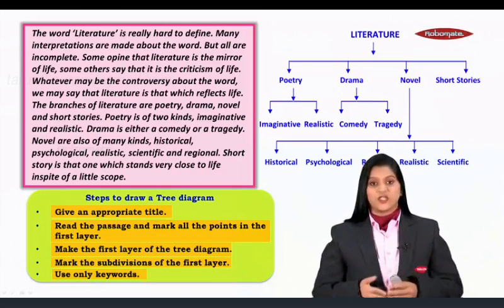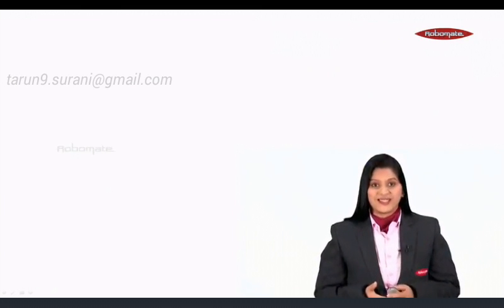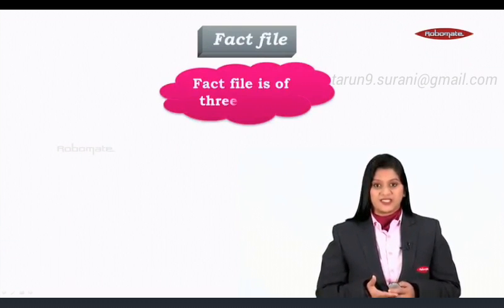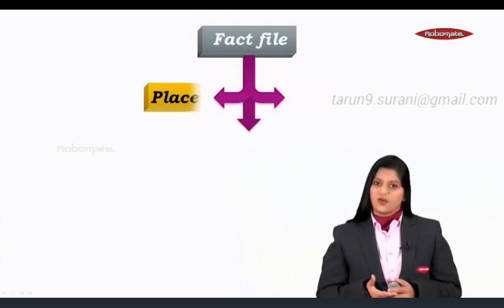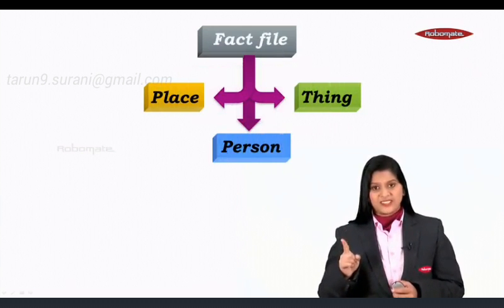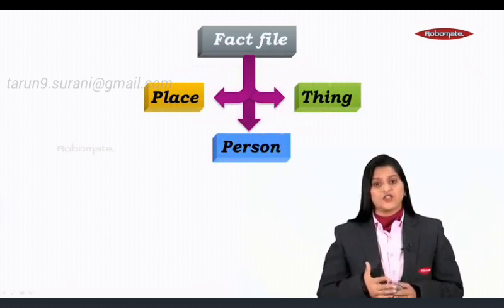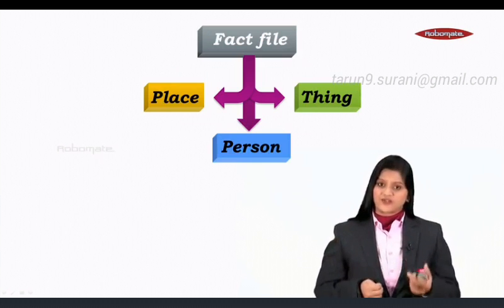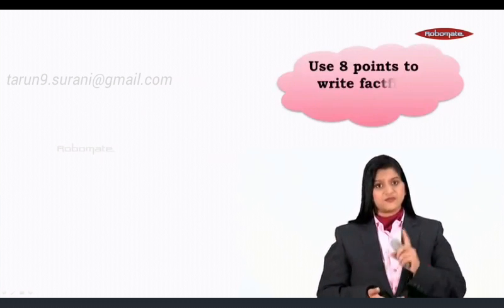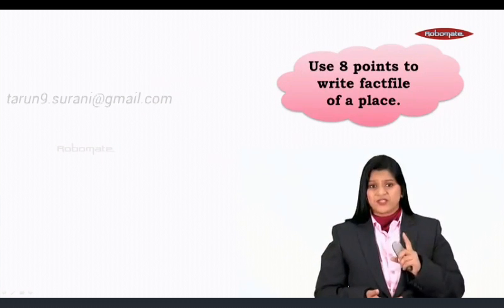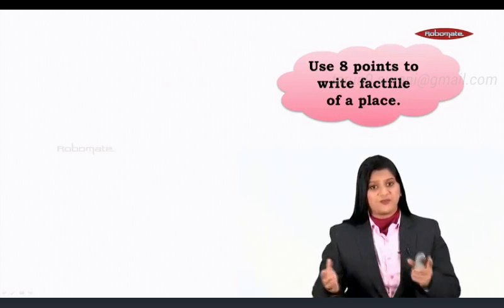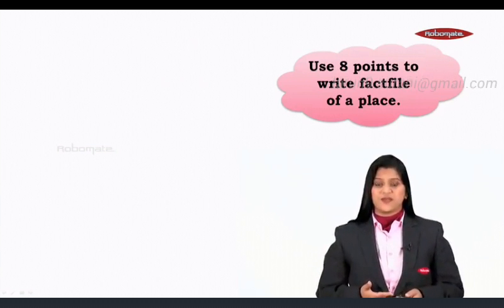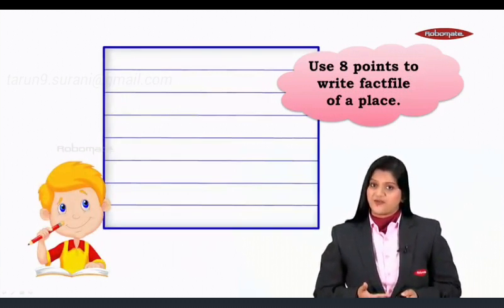Now, let's move on to the next one, that is a fact file. Now, fact file is basically of 3 types. What 3 types are they? Place, person and thing. So you may be asked to make a fact file of a place or a fact file of a thing or a fact file of a person. Now, use 8 points to write a fact file of a place. That means we are first going to learn about how to write the fact file of a place.